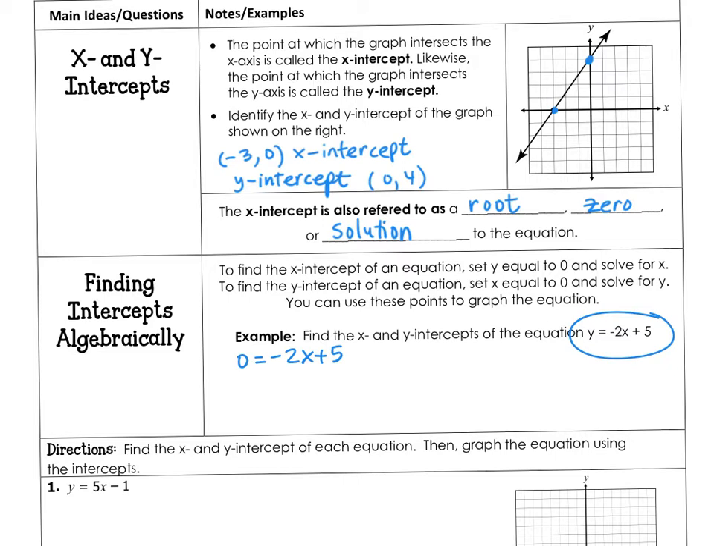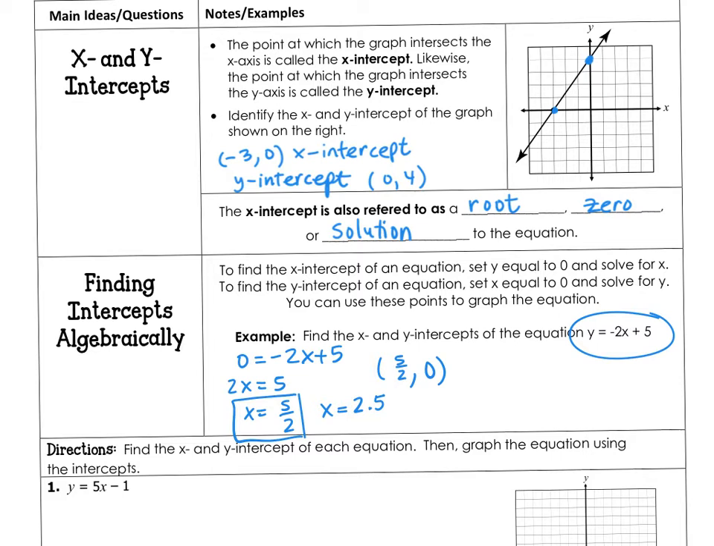So I'm going to add 2x to both sides. And then divide by 2, so we get 5/2. You can leave it like that. If you divide it out on your calculator, I think you get 2.5. I'm okay with that also. So that means this is 5/2 and 0 for our x-intercept.